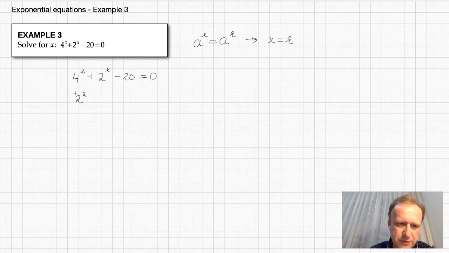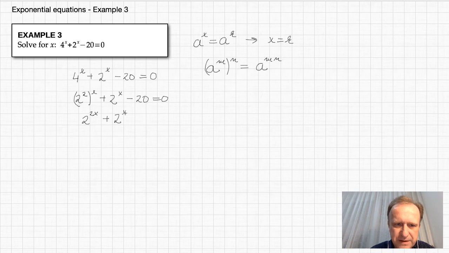2 to the power of 2 all raised to the power of x plus 2 to the power of x, this is just copied without change, minus 20 is 0. Now I can use the law about the power of the power, a to the power of m all raised to the power of n equals a to the power of mn. So if I replace this first term using this law, I get 2 to the power of 2x plus 2 to the power of x minus 20 equals 0.